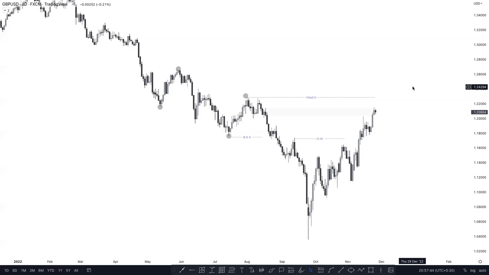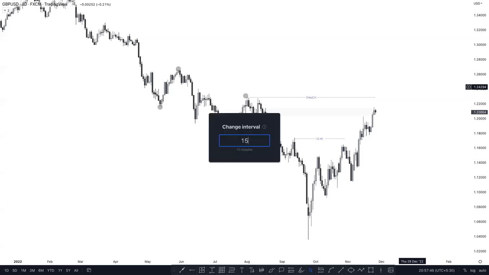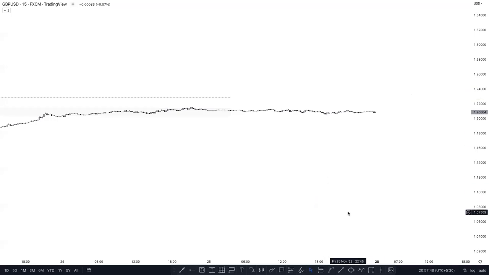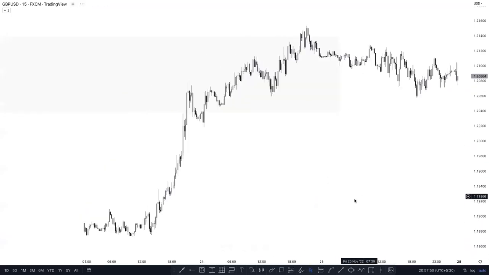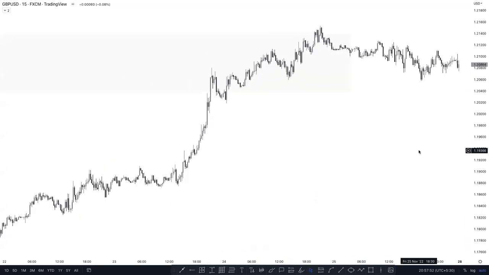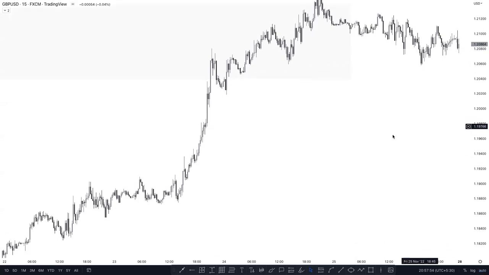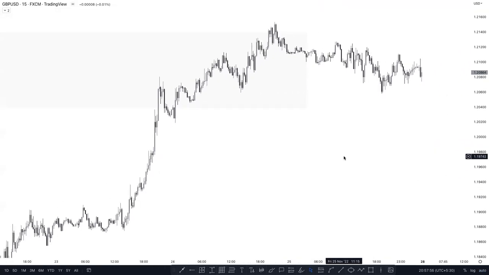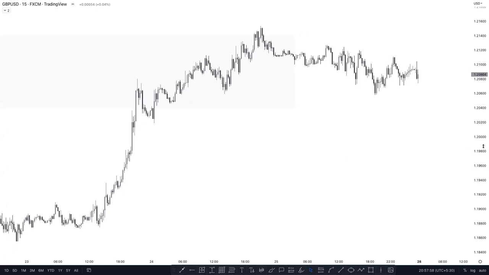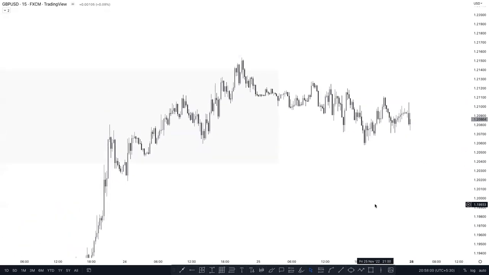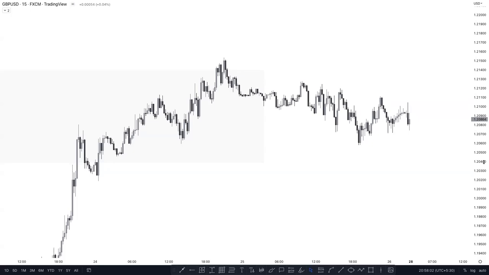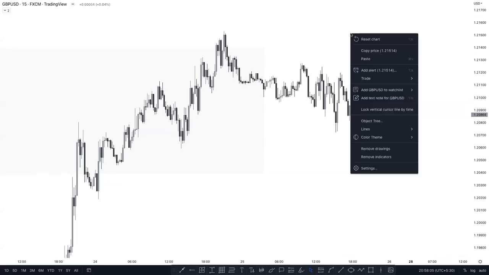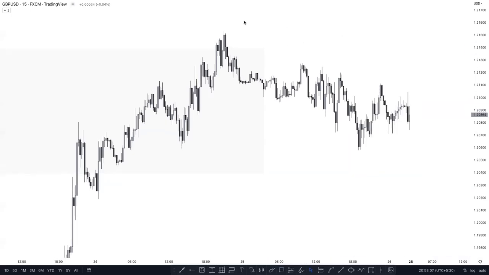Okay, now we can switch into 15-minute to see exactly what is happening here. In the 15-minute structure, you can see here the market is trying to push a little bit downside. First of all, zoom this one. Here everyone mark.